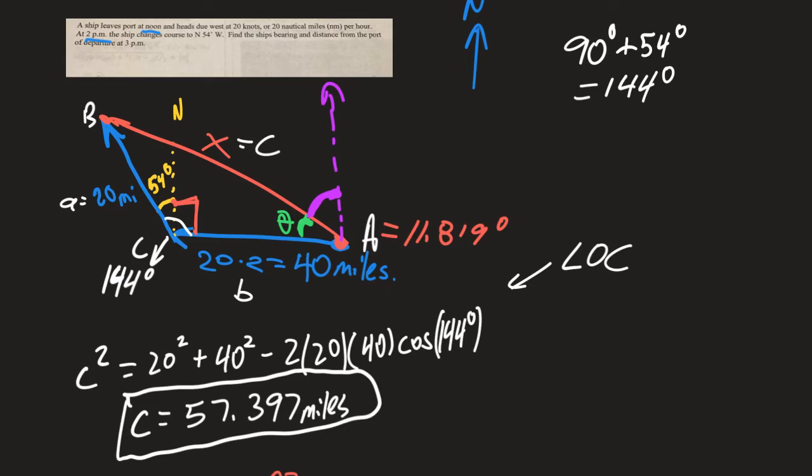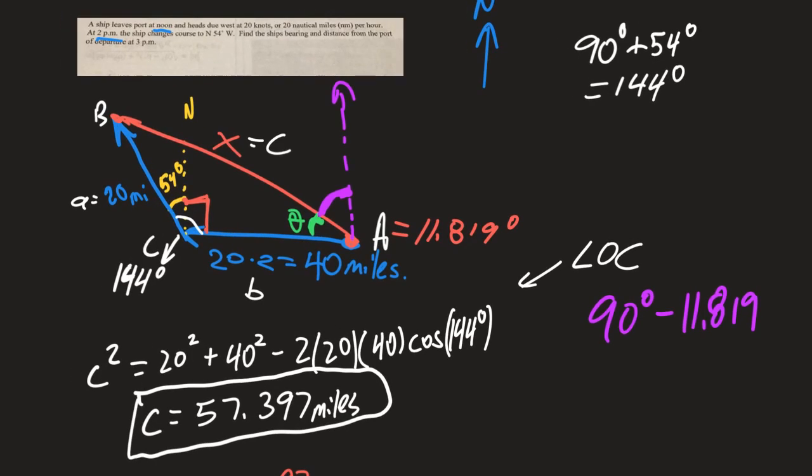Hopefully you came to the conclusion that, hey, that angle overall is a quadrant and it's 90 degrees. So if I did 90 degrees minus 11.819, I can calculate the bearing for this. And my bearing is going to be starting from north and going west, because that's the direction you can see that my arrow is facing. So this is going to give me 78.181 degrees to the west.